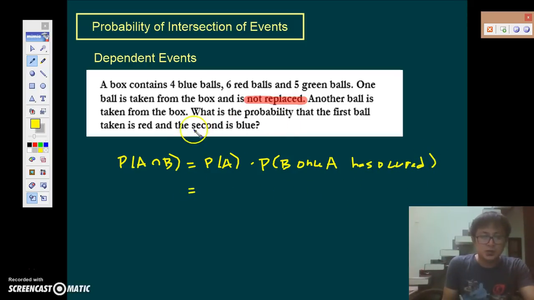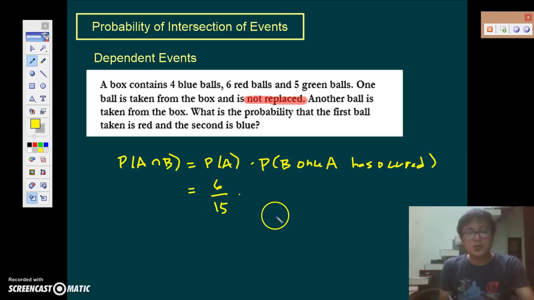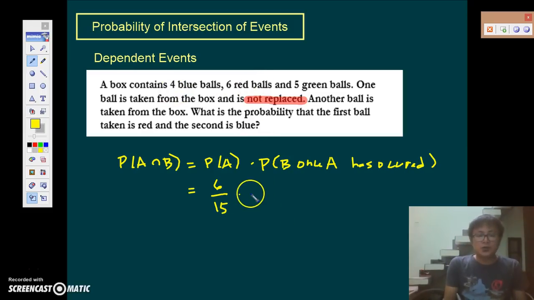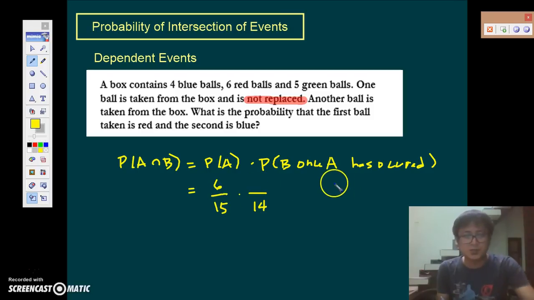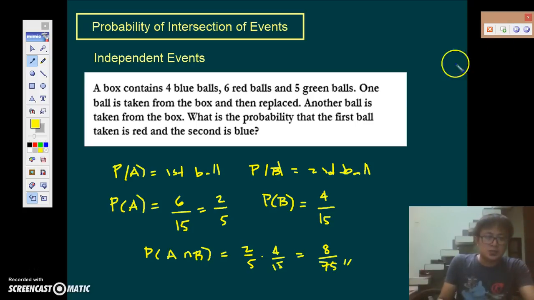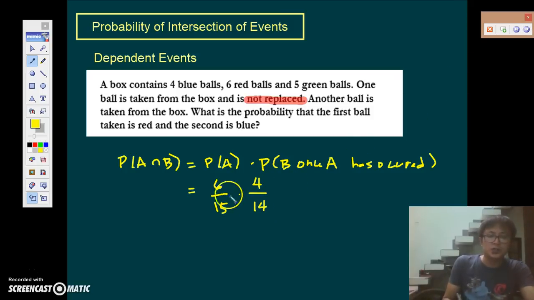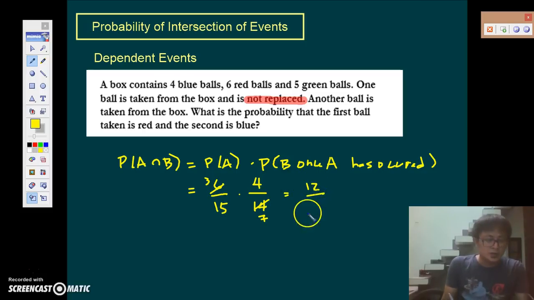So now what's the probability of A? We're taking the probability that it's red, so it will be 6 over 15, the total. Now, if we have taken the red, the number of balls now will be 14, because one ball is already taken and it's not replaced. So this time, the probability of getting a blue once a red ball has been picked would be 4 over 14. So you see the difference here. This would be 4 over 15, but here it's 4 over 14. So simplifying this, 12 over 7 times 15 is 105, which can be divided by 3. Divide by 3, this will be 4 over 35. So that's it for this.